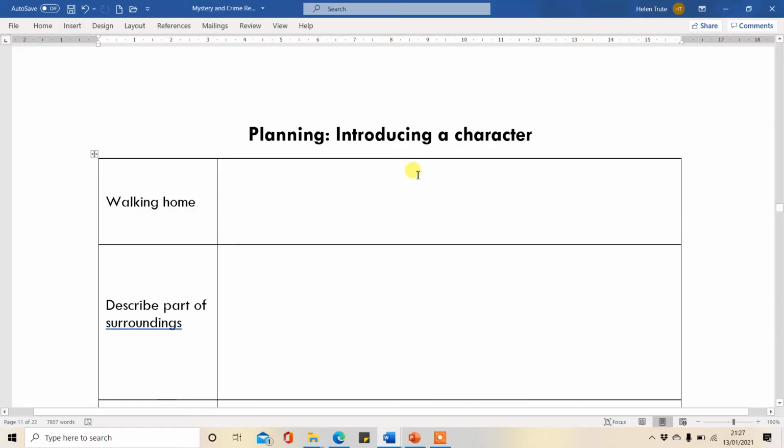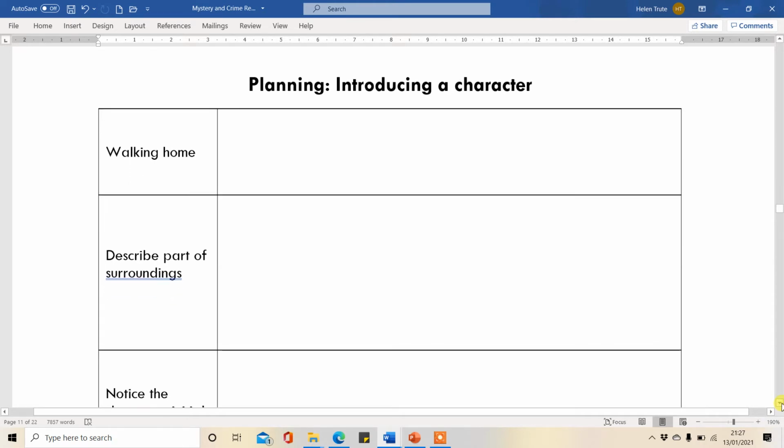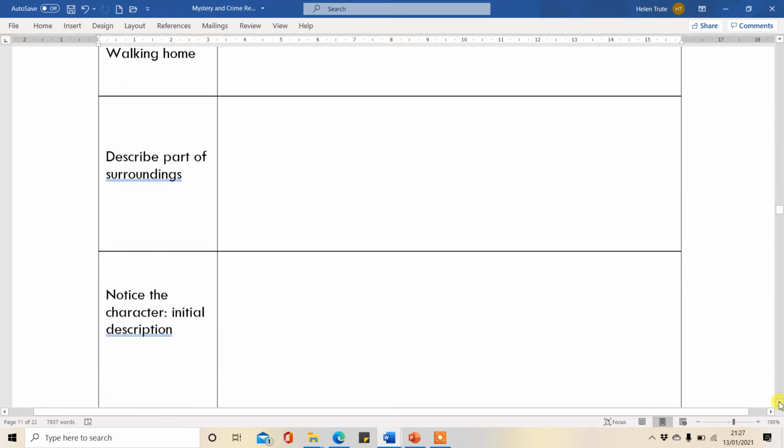So in your booklet, we've got planning for introducing a character. Now this is useful because sometimes the image or the story that you get asked to do won't be based around a setting. It'll be based around a person. So we're going to give you a structure today where you can introduce a character into a setting. So we start with where you're walking home. So think about your time. Is it day? Is it night? Where are you walking home from? Describe part of your surroundings. Pick out bits of your surroundings that are going to help. So what parts of the surroundings are going to help emphasize a mood? What mood are you trying to create?